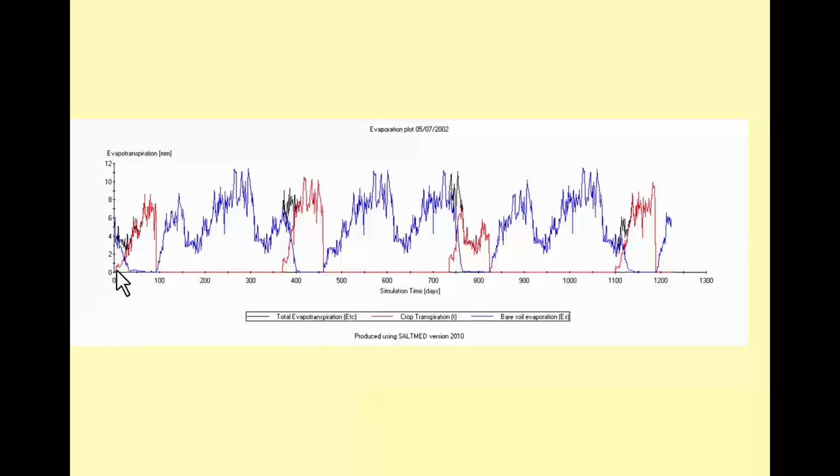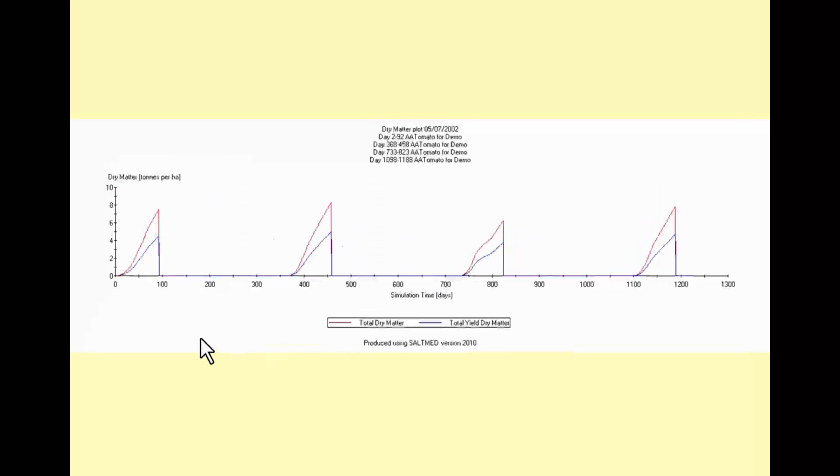In case you run the model for several years or crop rotation, the model also will show you the period where you have change in evaporation and transpiration according to the time. And also you will be able to see during the crop rotation the crop yield and total dry matter for each time. These are the periods where you don't have anything growing between.